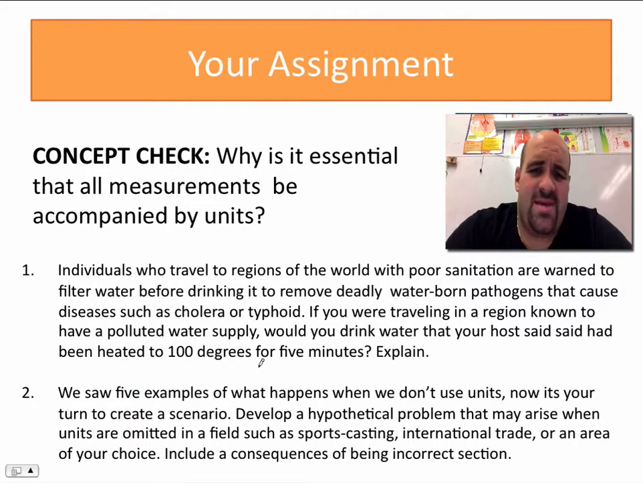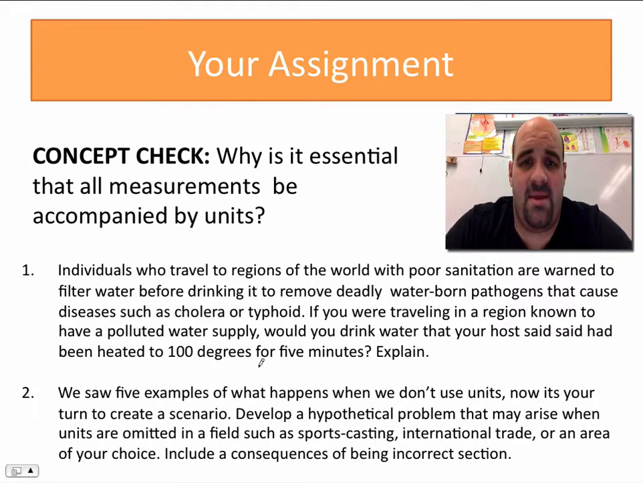And my students, your assignment, simple, your notebook. Why is it essential that all measurements be accompanied by units? We've had quite a few slides and many minutes of this being discussed. And then you have two other things you need to do. First one's a question. Second one is where you're going to create something.